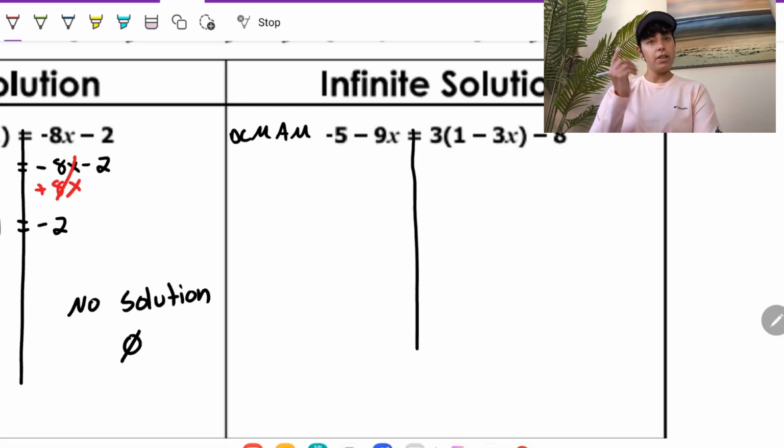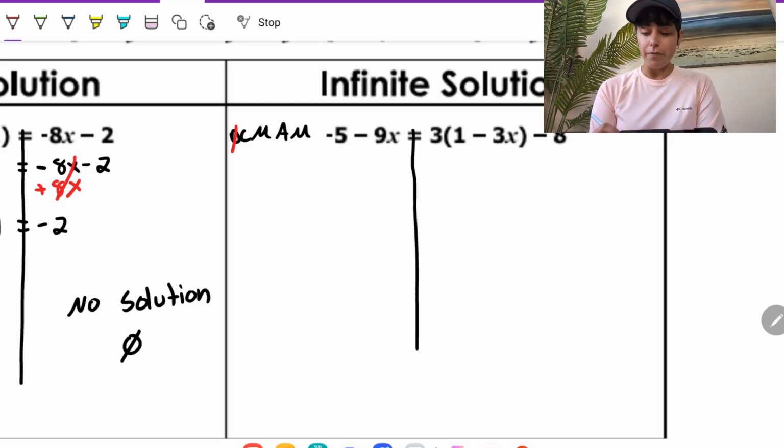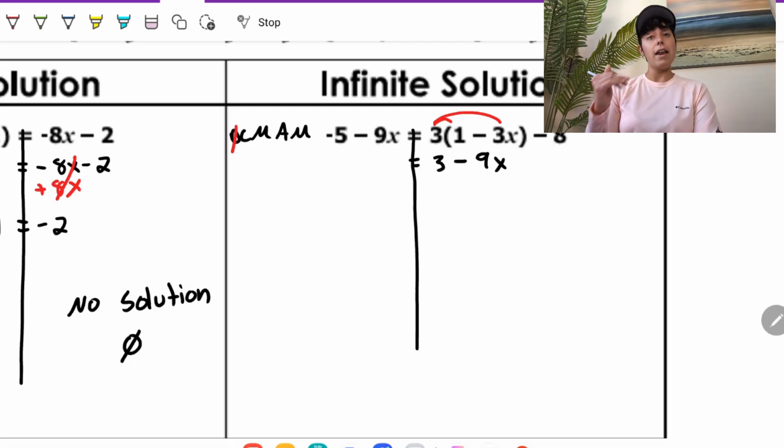And here we go. Step 1 is distribute. I have parentheses, I can distribute. So we're going to multiply everything inside the parentheses by 3. 3 times 1 is 3. 3 times -3x is -9x. And everything else we're going to copy down.